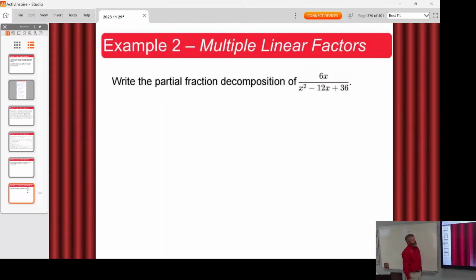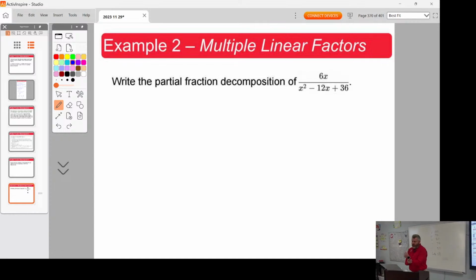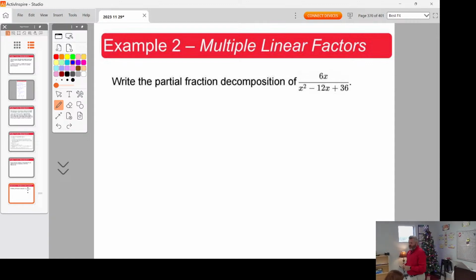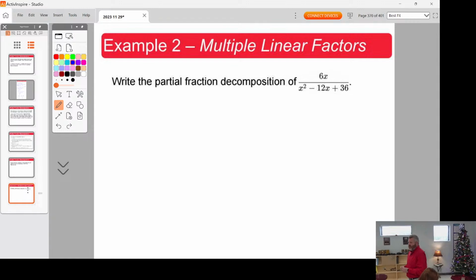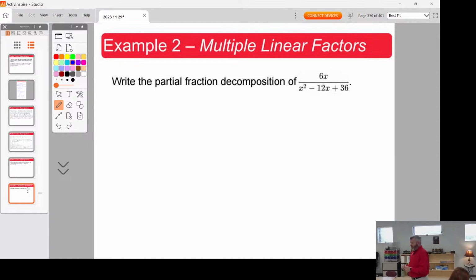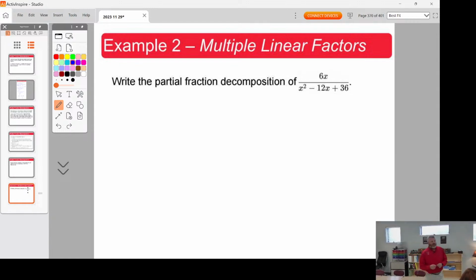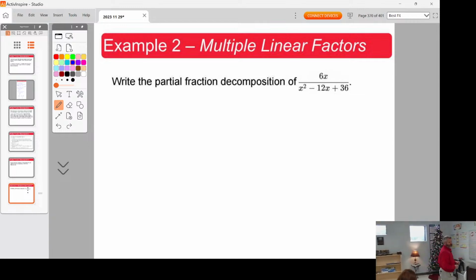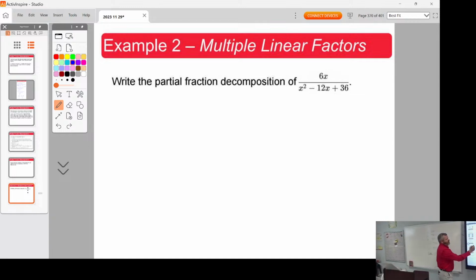Let's do one more. Write the partial fraction decomposition of 6x over x squared minus 12x plus 36. Is it proper or improper? Proper. So we don't have to divide. Okay, what do we do next? Okay, factor the denominator.